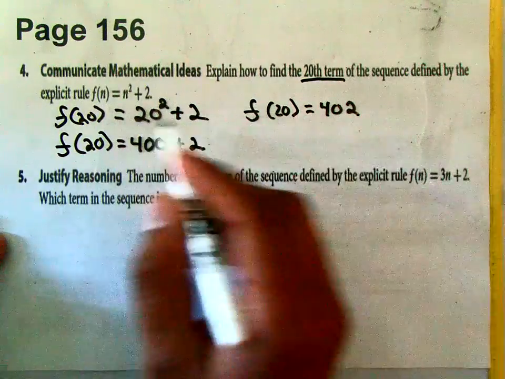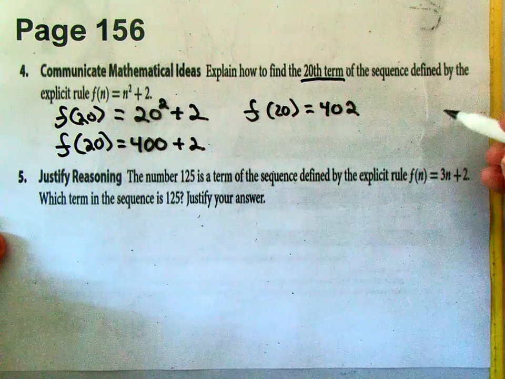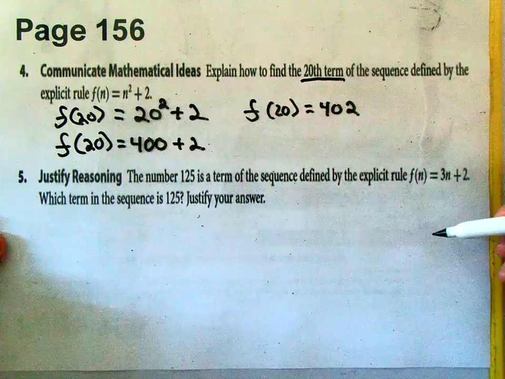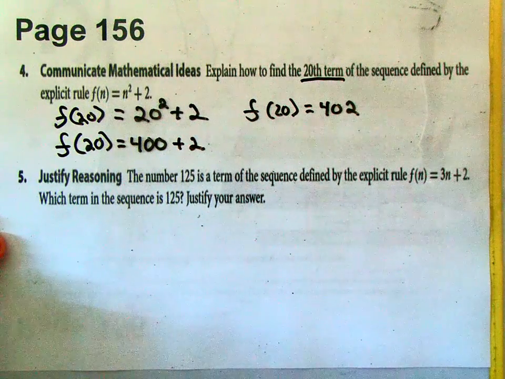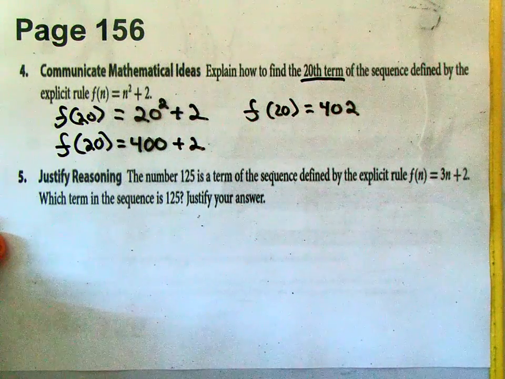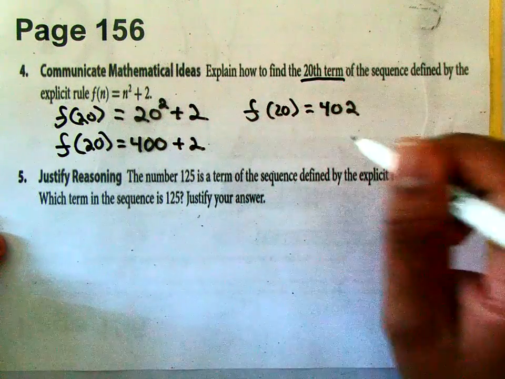So if we were going to do a sequence starting with 1, 2, 3, and 4 like we did in the previous video, by the time we got to 20, it would be 402. Okay, so this is what happens when they tell us what number term we're plugging in.